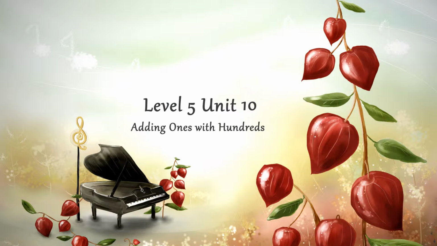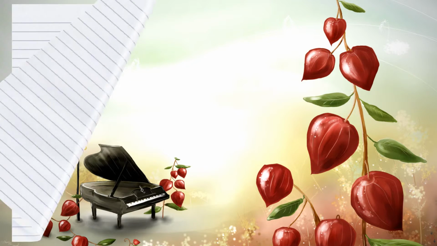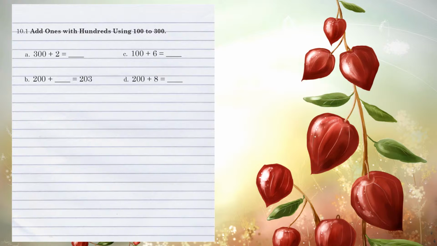Level 5, Unit 10, adding ones with hundreds. In Unit 10.1, we're adding ones with hundreds using 100 to 300. Let's look at example A.